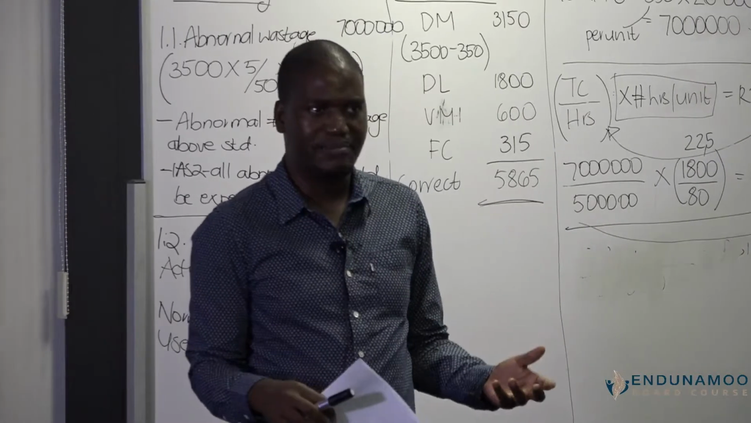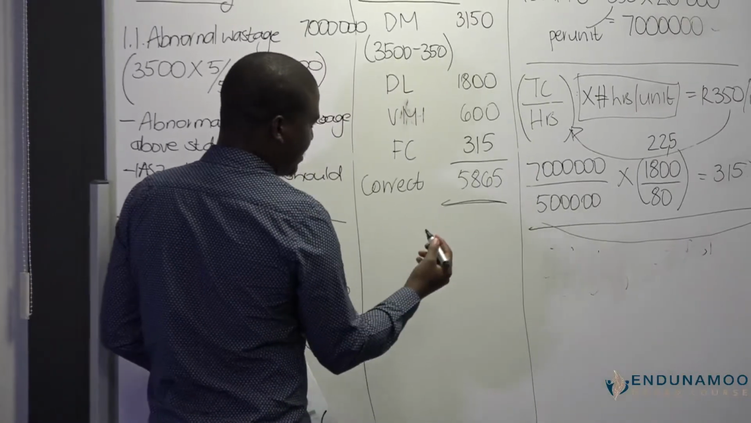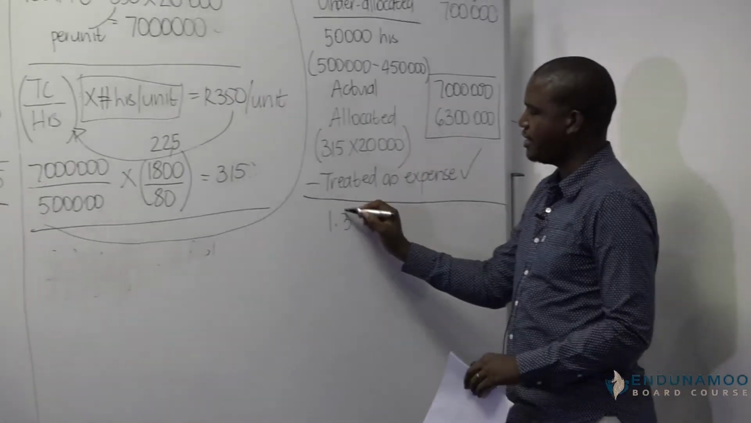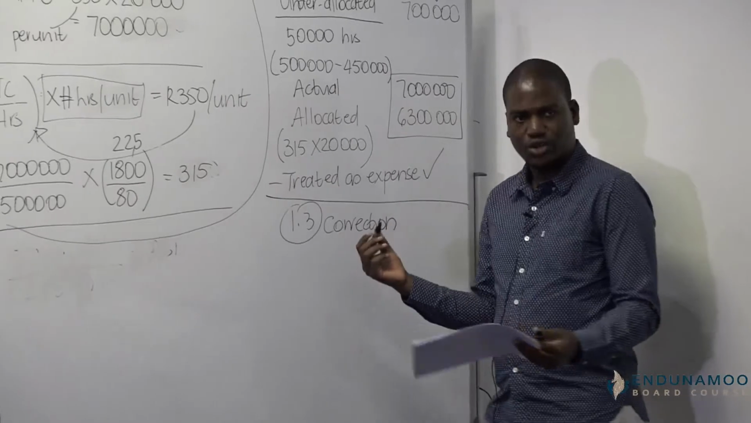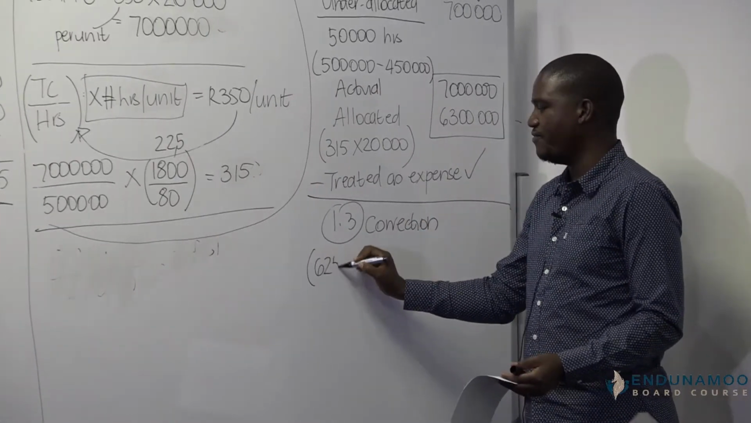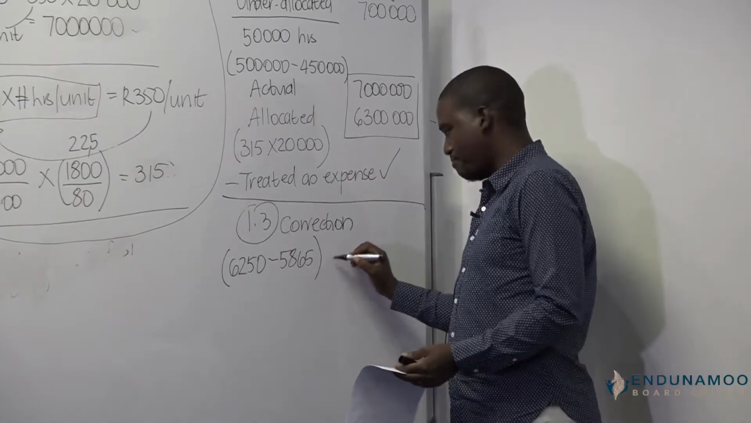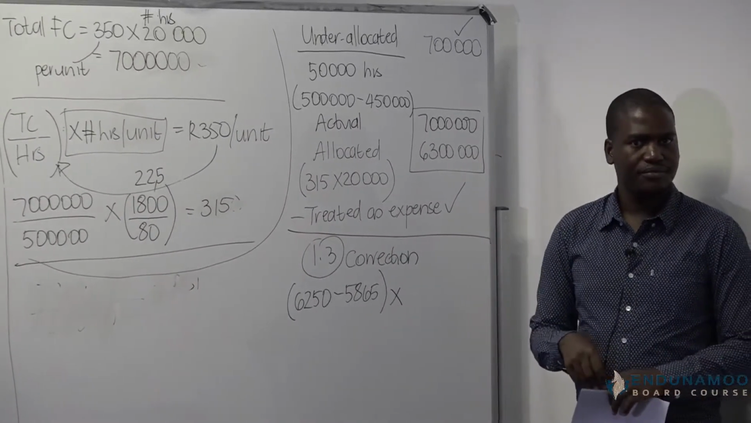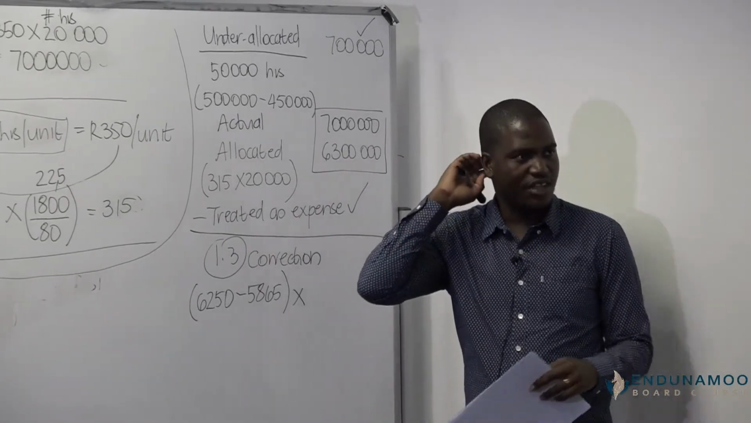So that is just simply a correction. So the last adjustment will then be the correction. 1.3, the correction. And the correction is just saying that they used the wrong cost. So you are now comparing the 6,250 they've used minus the 5,865 altogether. Multiply by, how many units should we multiply by? Is it 20,000? Or should we take into account the closing stock on hand?